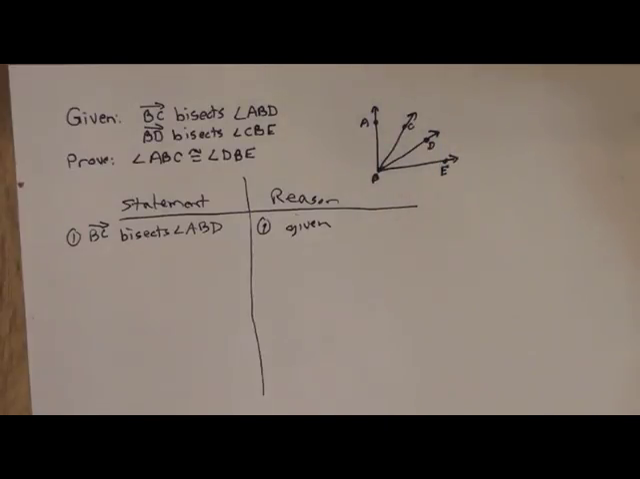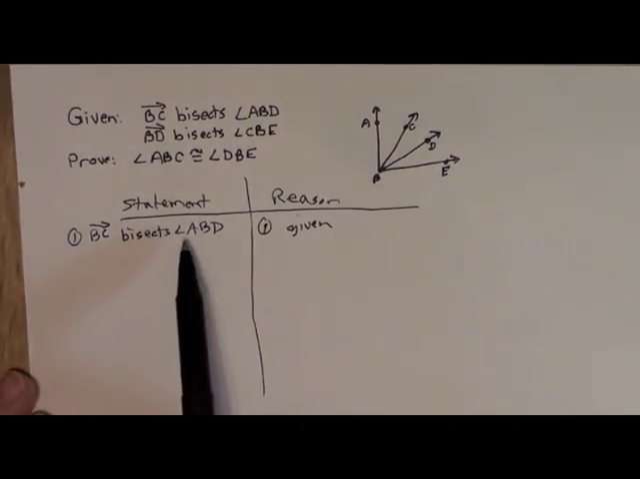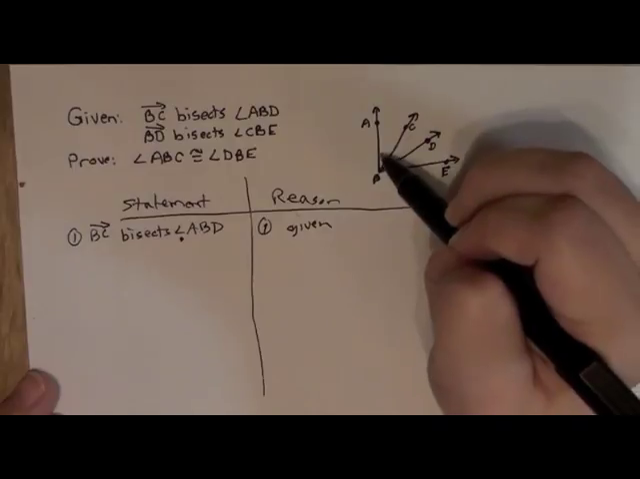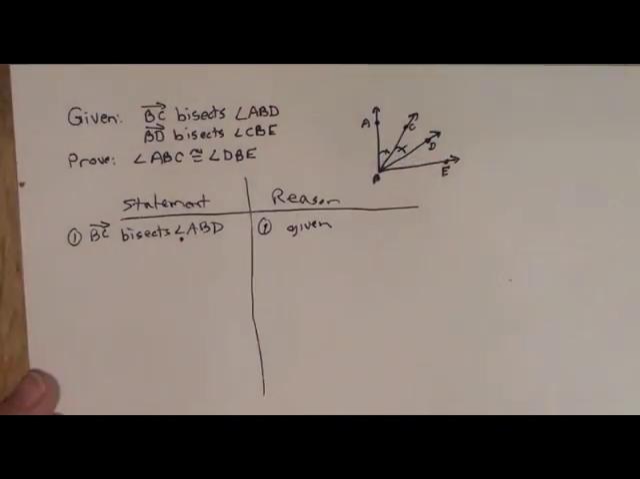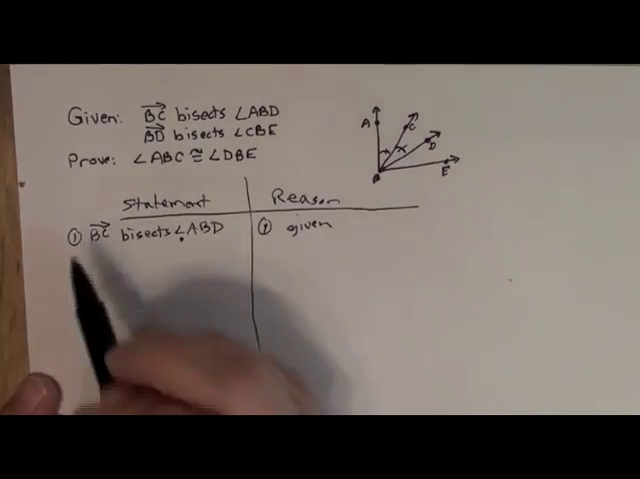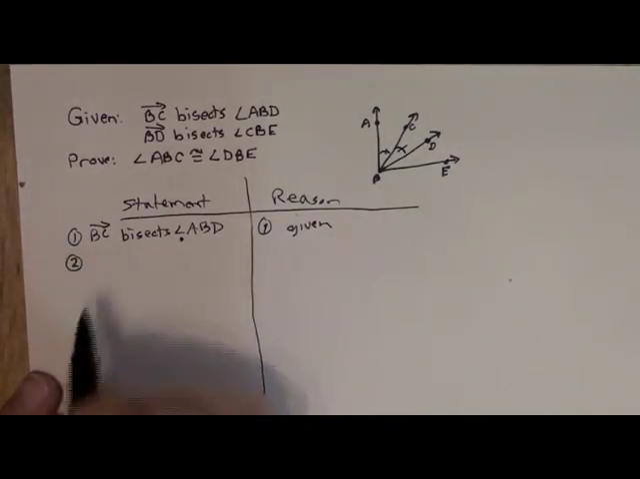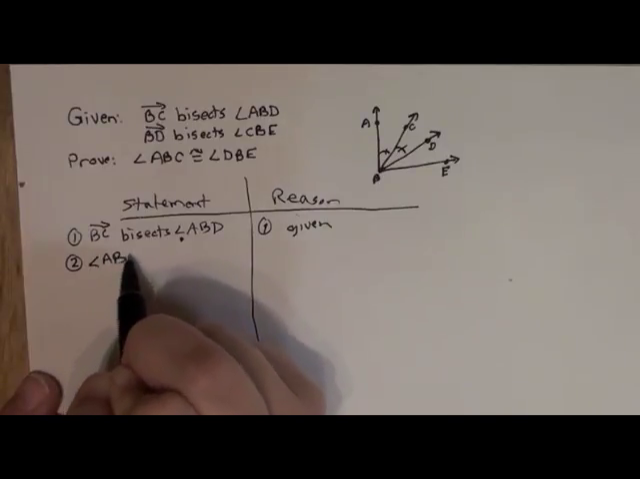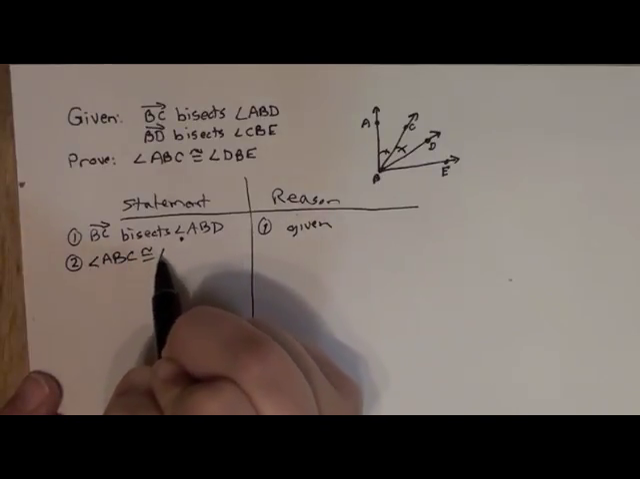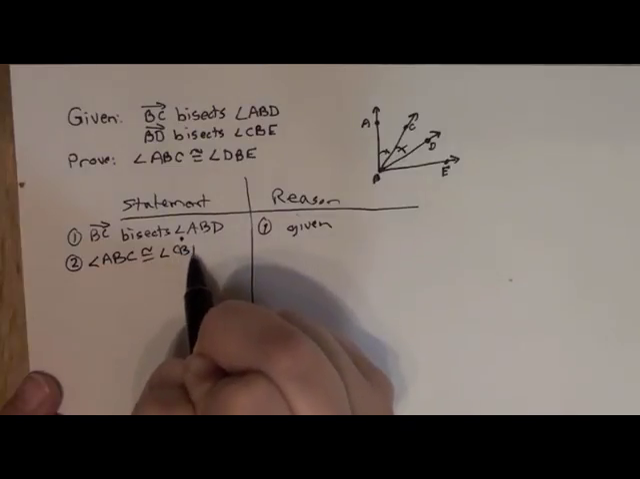What does it mean to bisect? To bisect means to cut it into 2 equal pieces, 2 congruent pieces. And if you bisect an angle, you cut the angle into 2 congruent pieces. That means that those 2 angles are congruent. And that's what we can write on the next line. Angle ABC is congruent to angle CBD.